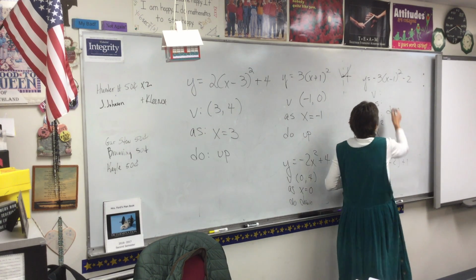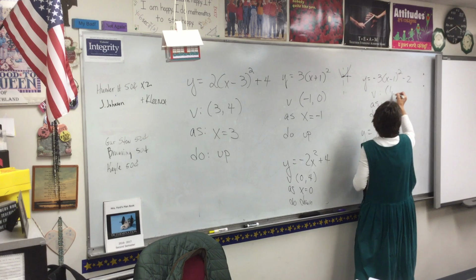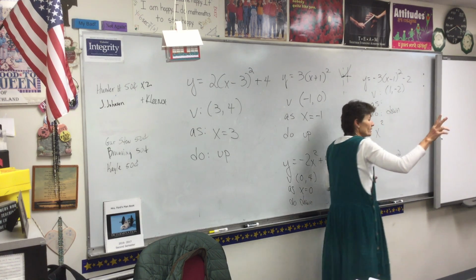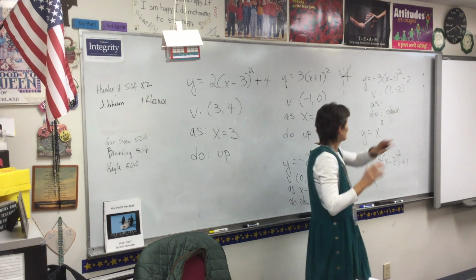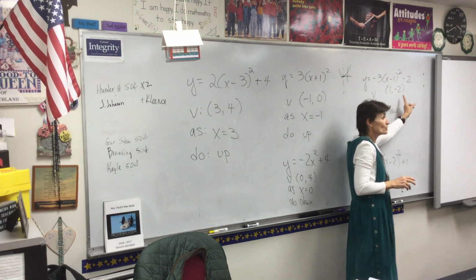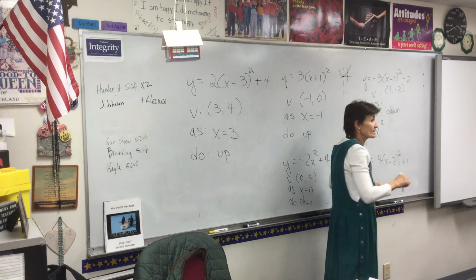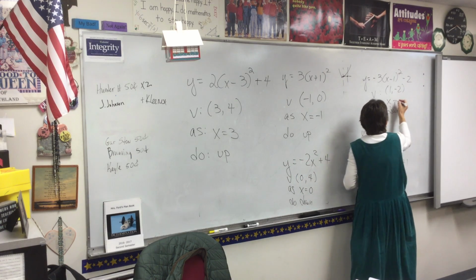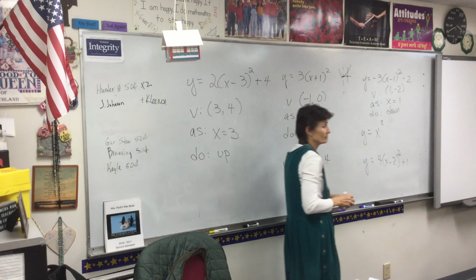All right, how about a vertex? 1, -2. Are we all in agreement? Because we see in the parentheses, we're going to go right 1 and down 2. What does that make our axis of symmetry? X equals 1. Perfect.